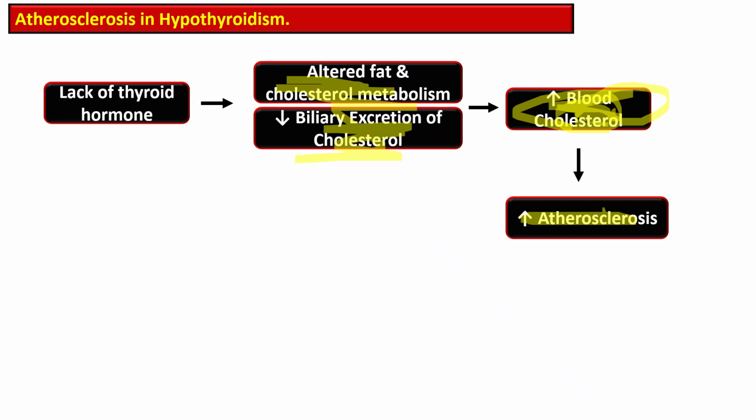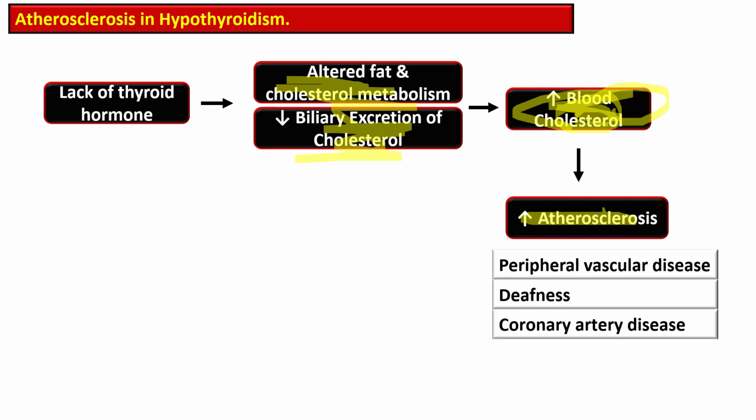So the clinical implication of this condition is peripheral vascular disease, and there is reduced blood supply to the limbs. There is deafness due to vascular damage to the inner ear, and the coronary artery disease can cause early death in severe hypothyroidism, especially myxedema. So remember that hypothyroidism will lead to hyperlipidemia, atherosclerosis, and then finally vascular disease and risk of early cardiac or coronary artery disease.